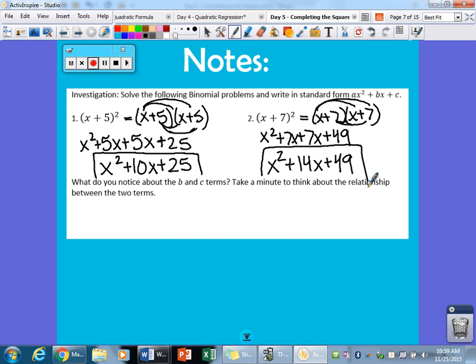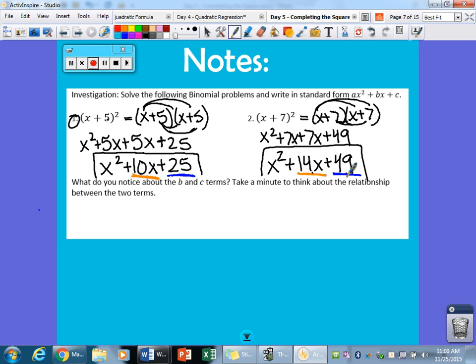Okay, my B's, I'm going to underline them in orange. And then my C's, I'll do in blue. Let's look at these a second. Let's just focus on number 1. We had an x plus 5 squared, right? So if we look at our B term, it's 10, and our C term is 25. I noticed something. 5 plus 5 is 10, and 5 times 5 is 25. Let's see if it works over here. 7 plus 7 is 14, and 7 times 7 is 49.